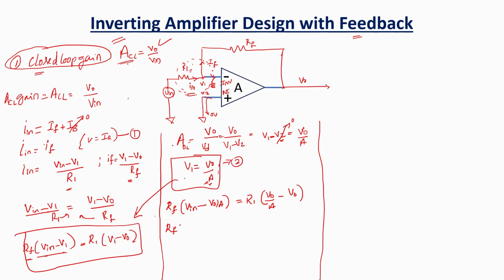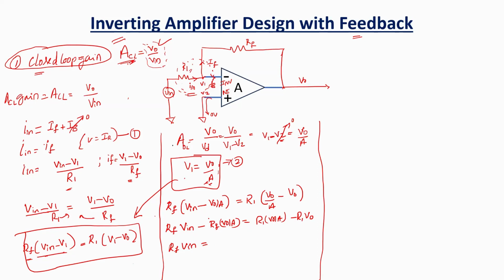Let us simplify this. It is RF into V0 by A, which is equal to R1 V0 by A minus R1 V0. Let's take the V0 on one side and V in on the other side, because we want to do V0 and V in in this particular format. Then only can we find out the ACL, with a proper simplified formula.